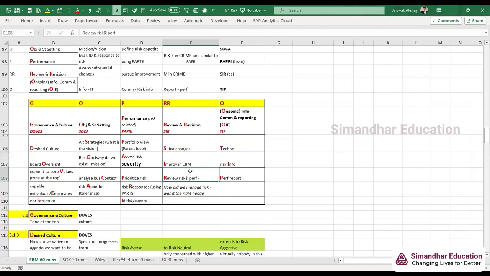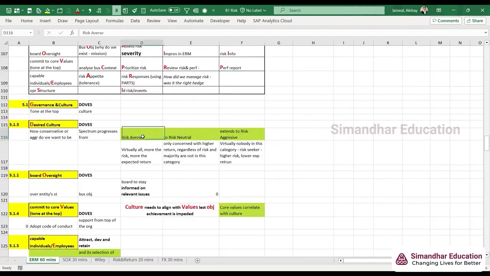And then we have to review our risk and the performance related, how did we manage the risk, whether we were able to mitigate it or not, etc. Information and communication is all about how we are communicating the risk related information, the technological advancements that we are having, and the performance report also we are going to publish.